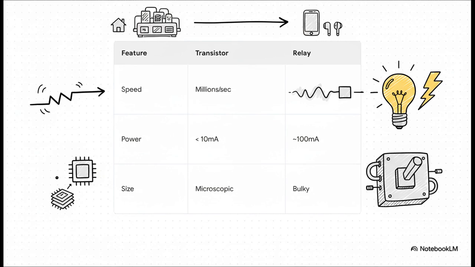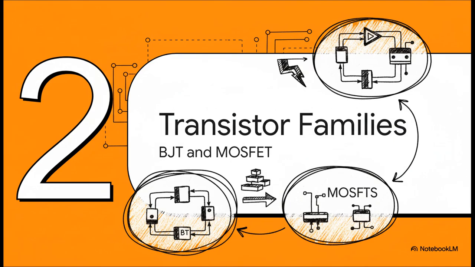Now, a relay is also an electrical switch, but it's big, clunky, and mechanical. It needs a good chunk of power, maybe around 100 milliamps just to click on. A transistor? It can do the same job with less than 10. But the speed? I mean, it's not even a fair fight. A relay is slow because metal parts have to physically move. A transistor, with no moving parts, can switch on and off millions of times a second. This is the leap that let us shrink computers from the size of a room down to something you can put in your pocket.